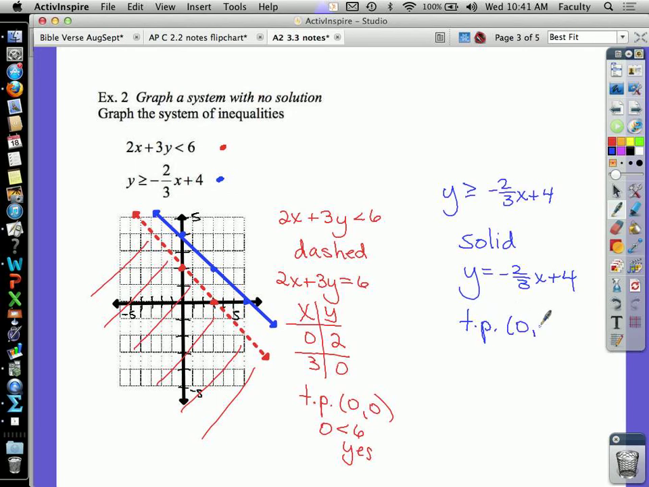Pick a test point not on the line. Is 0 greater than or equal to 4? No, so I don't shade over by the test point. I'm going to shade on the other side.